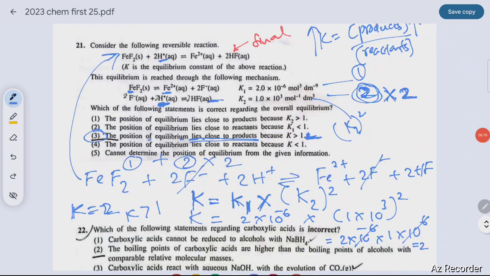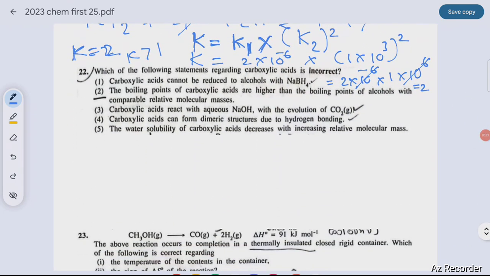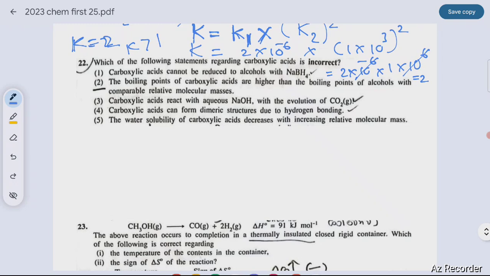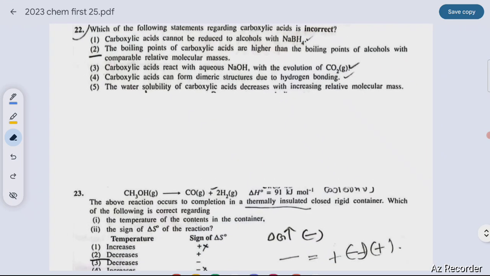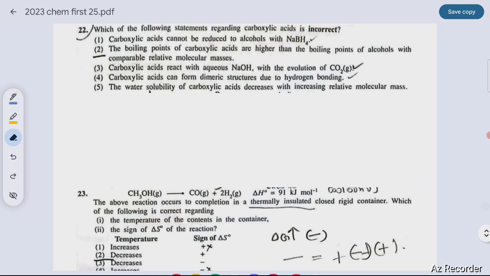Now next, question 22. Which of the following statements regarding carboxylic acids is incorrect? They are asking for the incorrect statement. First one: carboxylic acids cannot be reduced to alcohols with sodium borohydride. Yes, that is correct. Why?